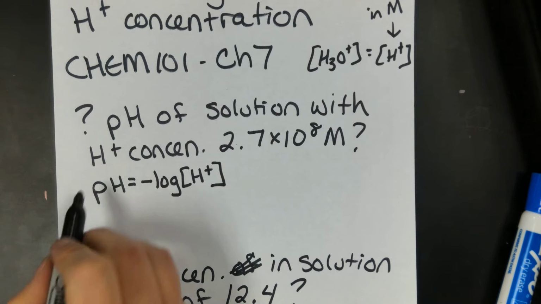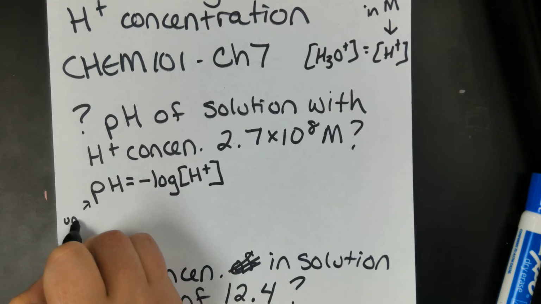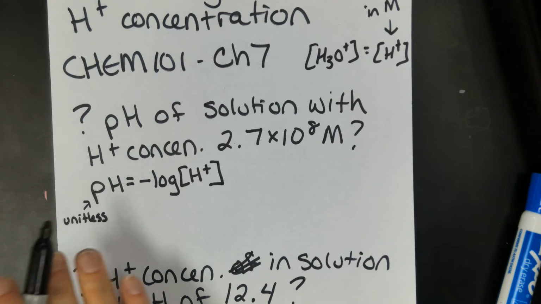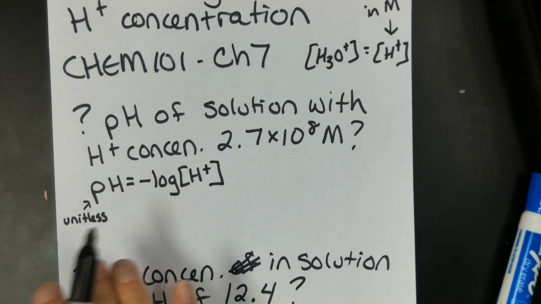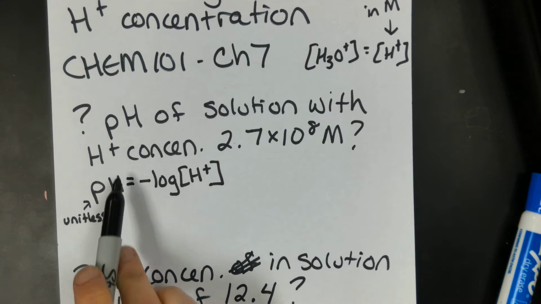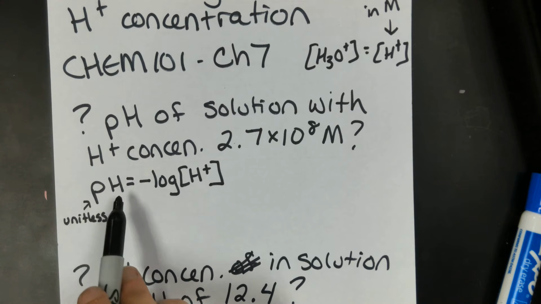pH is actually a unitless number. That's good to note. So there shouldn't be any units; it's not molarity, it's not grams, it's just a unitless number. So how do I find this? This one's a simple plug and chug because I'm solving for pH.